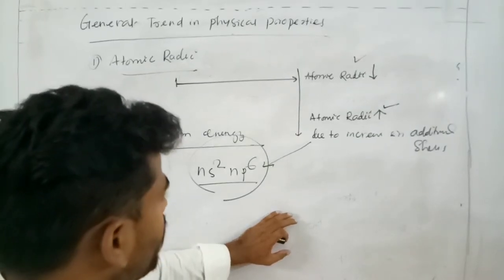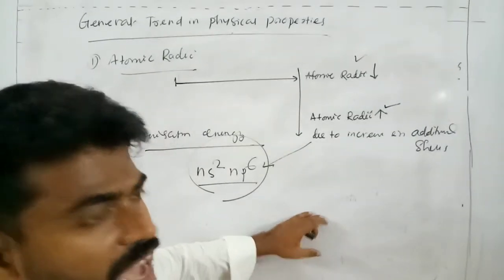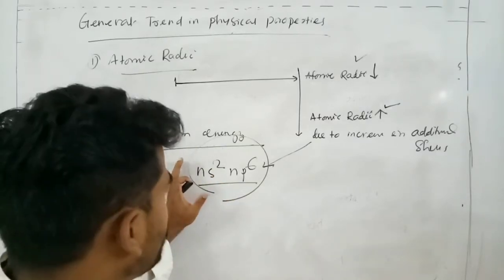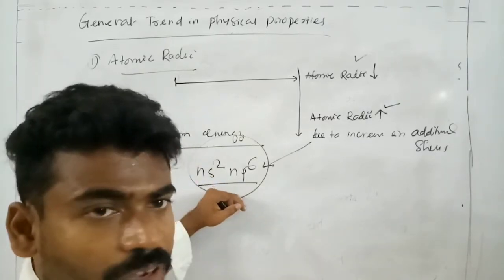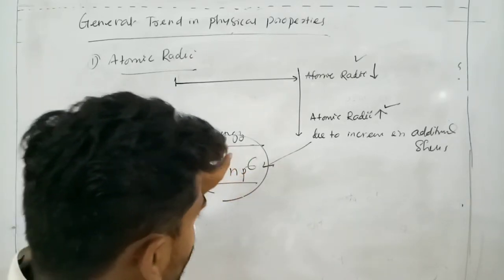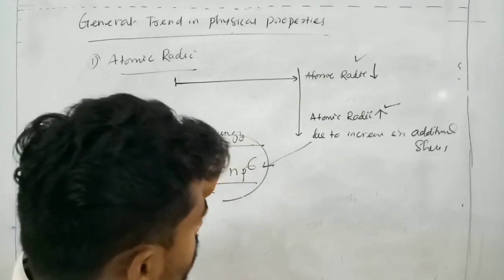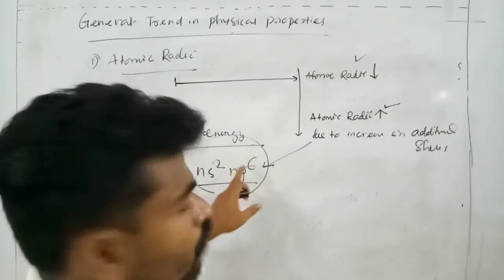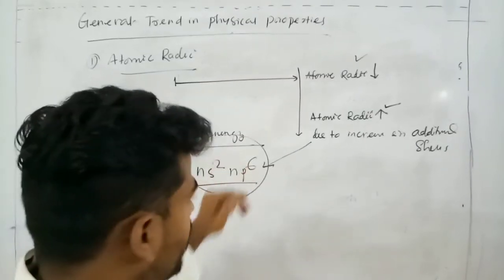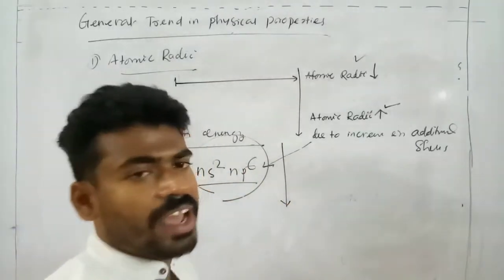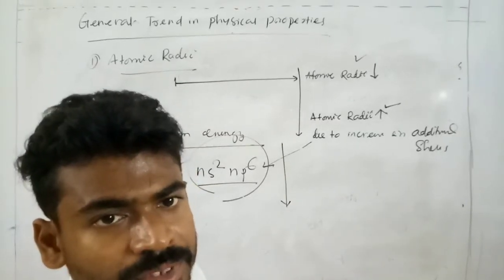So in a period, the ionization enthalpy of noble gas elements will be maximum because they have a stable electronic configuration, and in order to remove an electron, you have to supply a high amount of energy. That's why they correspond to high ionization energy. And again, this ionization energy decreases down the group due to increase in atomic size. Is that clear?